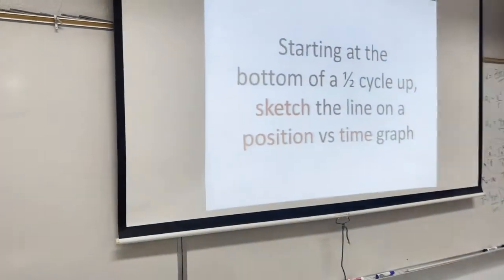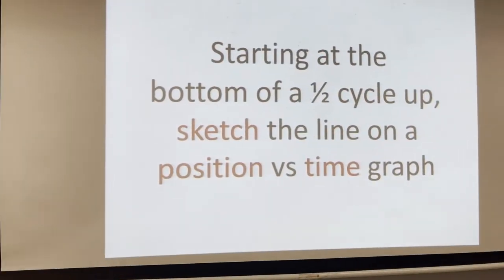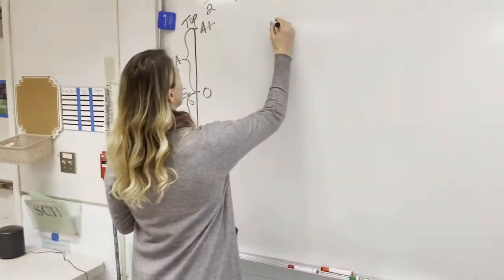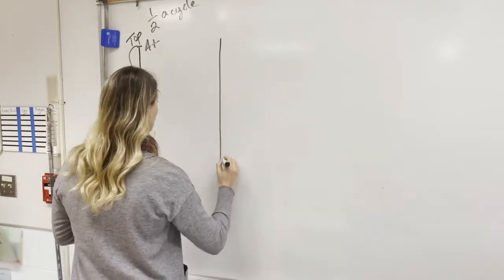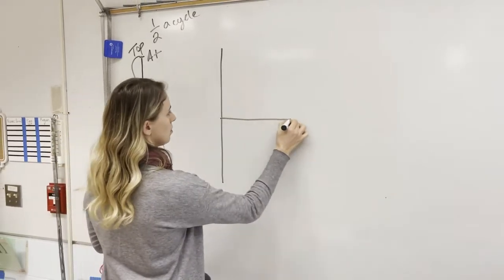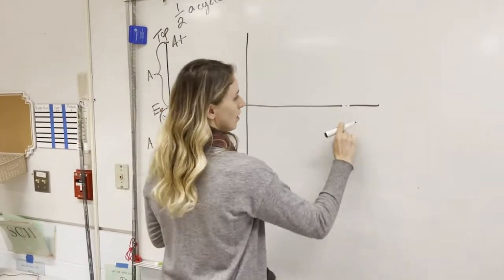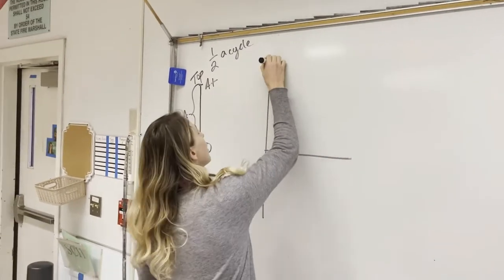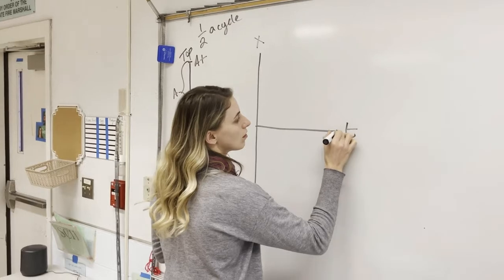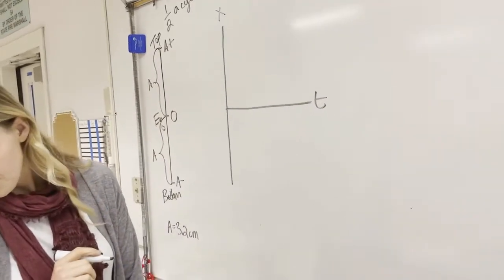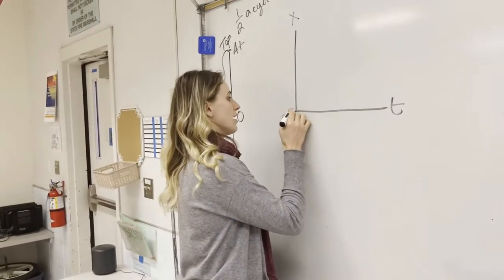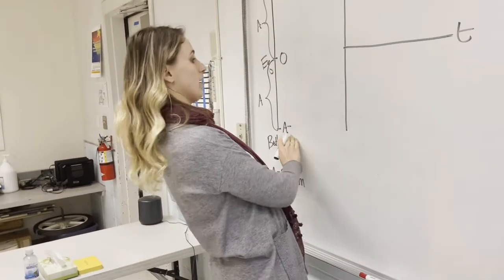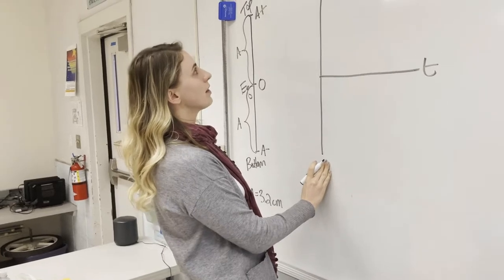Here is where we start. Sketch the line on a position versus time graph. Remember in the video yesterday, they had the thing going up and down. So here we go. The vertical is position, and that's time. At the start, it's at the bottom, right? Look at your line on the left. Right here, at the bottom. So at the bottom.